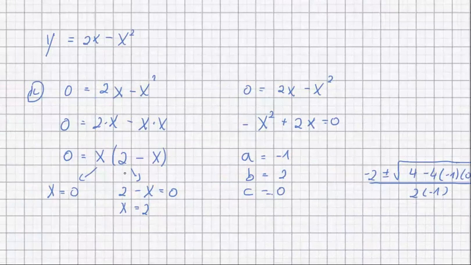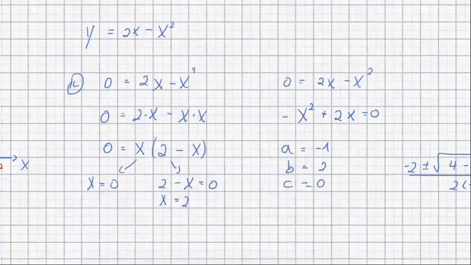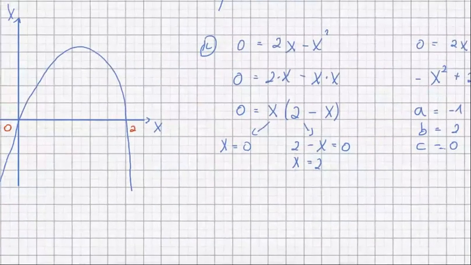If you don't remember this thing, that if you have something times something, either the first one equals 0 or the second one equals 0, you can do it both ways.